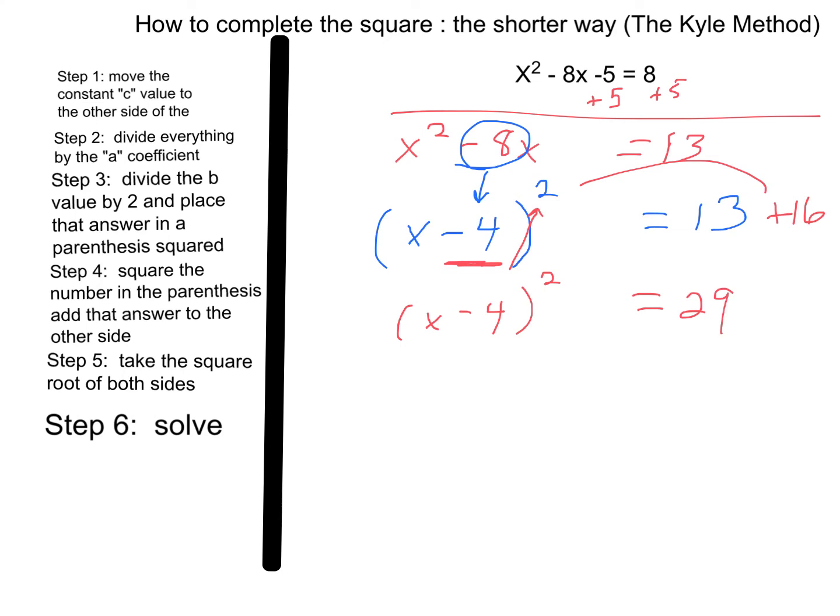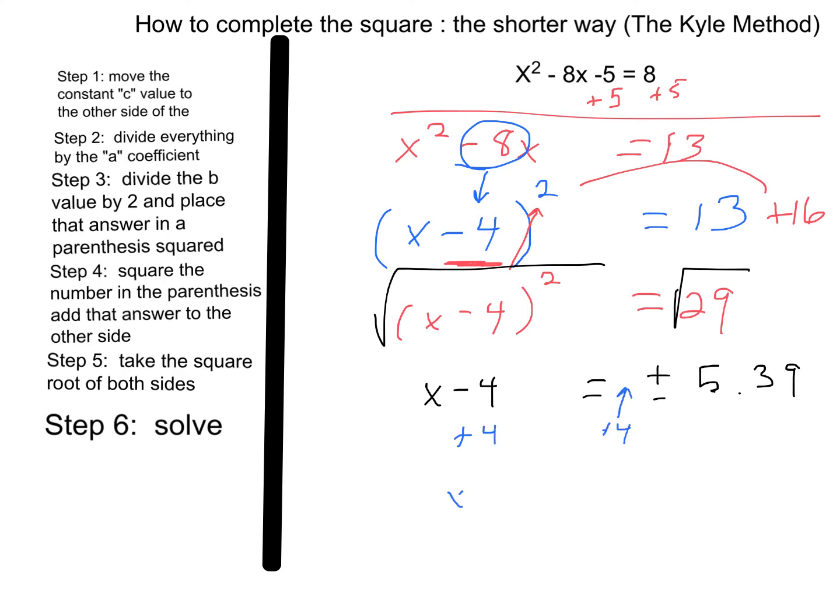Alright, so now let's take the square root. So x minus 4 equals plus or minus, and we take the square root of 29. You get 5.39. Okay. And now finish it up. Let's add 4s. So x equals 4 plus or minus 5.39.